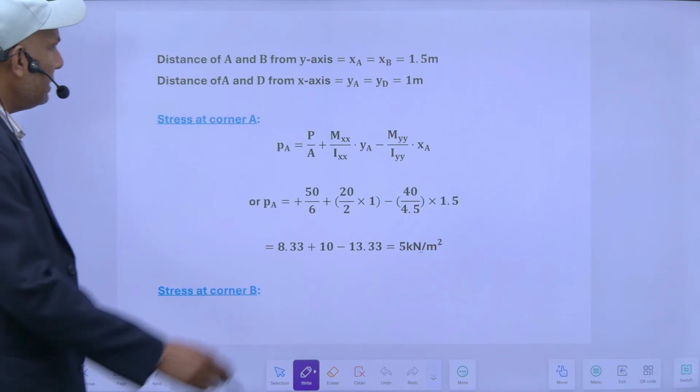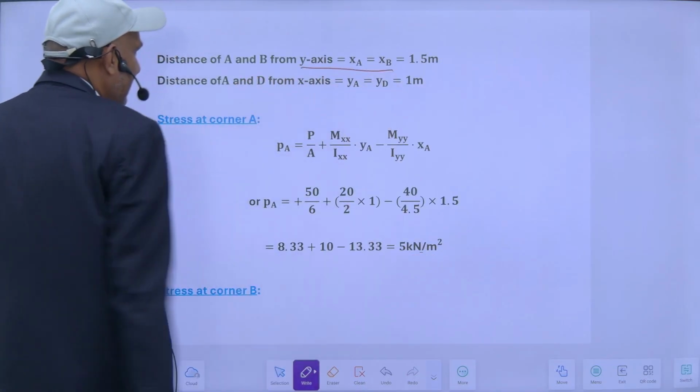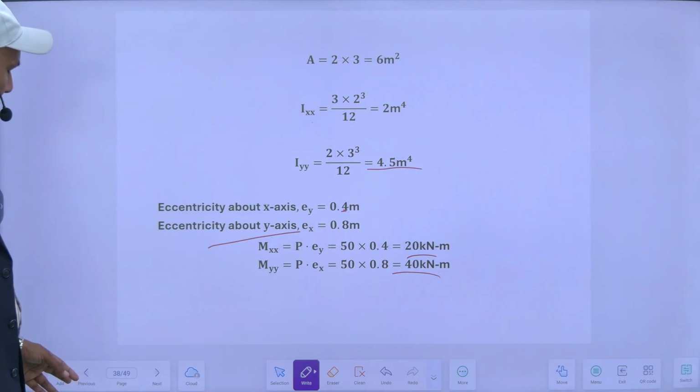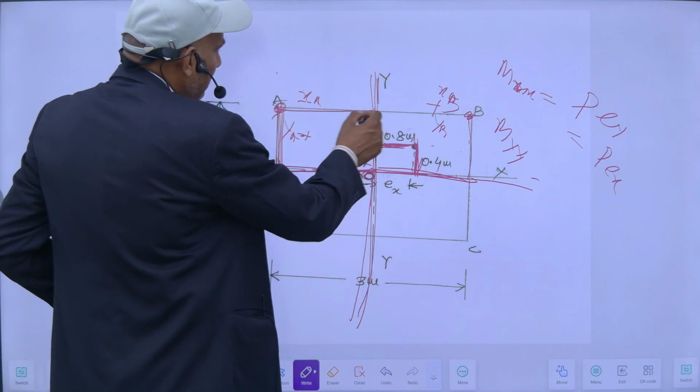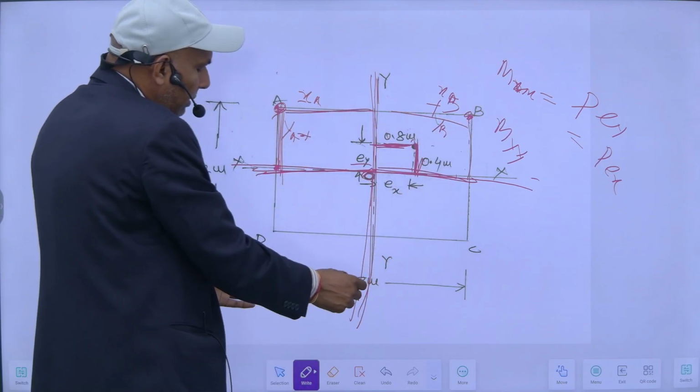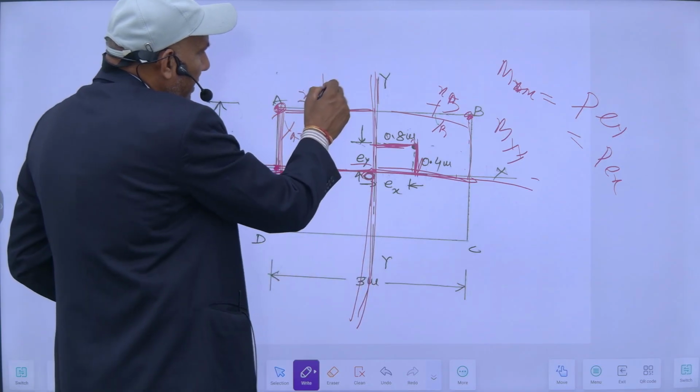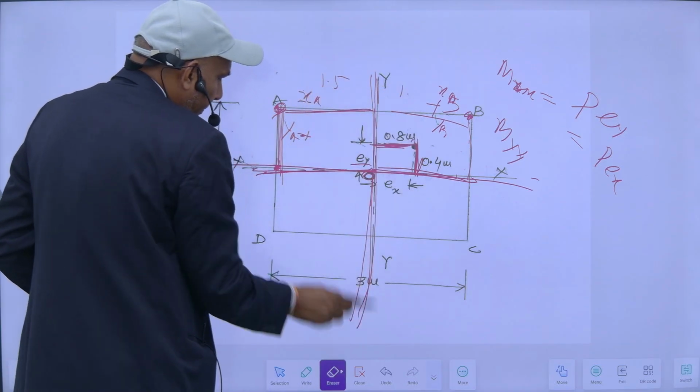So this is the distance of A and B from the y-axis. The distance of A and B from the y-axis is equal to half of this. So it will be 1.5 meter, 1.5 meter.